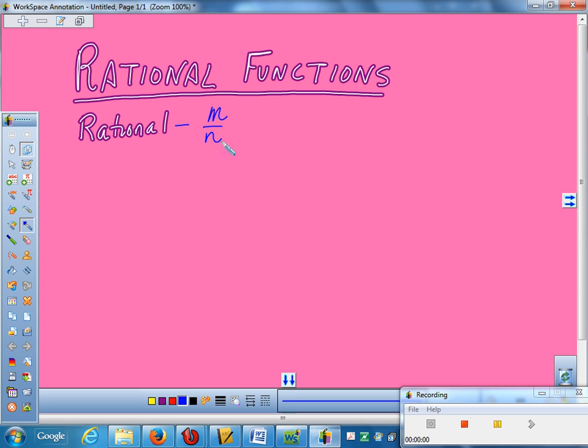There's ratio. And how do we write a ratio in math? We write them with something over something, so we write them as fractions. So if you ever see the word rational on anything, you know you are going to be looking at a fraction. Guaranteed.